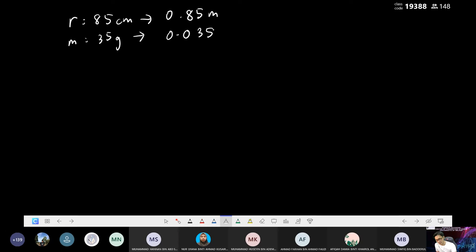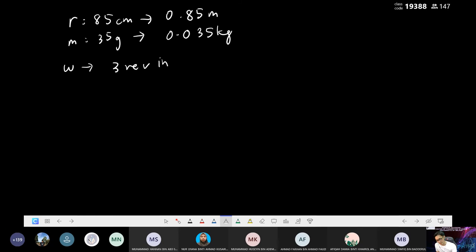Okay, jadi dekat sini ada soalan bagi. Sekejap saya cari balik soalan dia. Okay, the soalan bagi that our legs represent the radius. Jadi radius is 85 cm, and this one we just convert it into meter, we will get 0.85 meters. And then for the mass of 35 gram, we convert it into kg, then we will get 0.035 kg. And also there has a statement about the angular velocity. It actually refers to the angular velocity, but dia bagi tahu complete 3 revolution in 9 seconds.